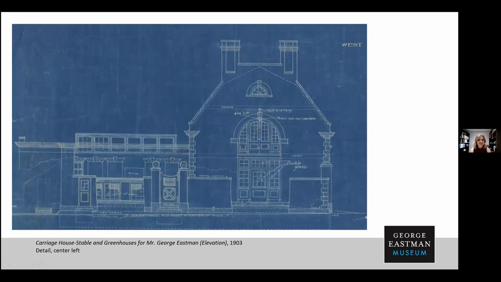And Dan in particular was interested in this shot, this west view, because again, he said this is a utilitarian building. There's not a lot of photographic documentation of it. And we have no way of knowing without photographic evidence that this was actually what was built, but it's the closest we can get to seeing this west view of the carriage house and stables, which is really wonderful.